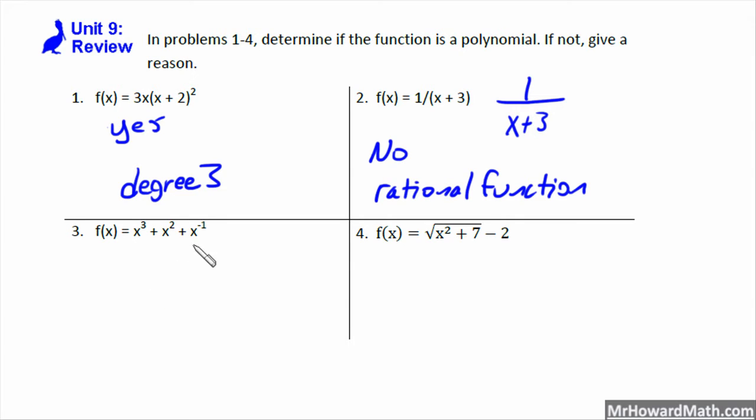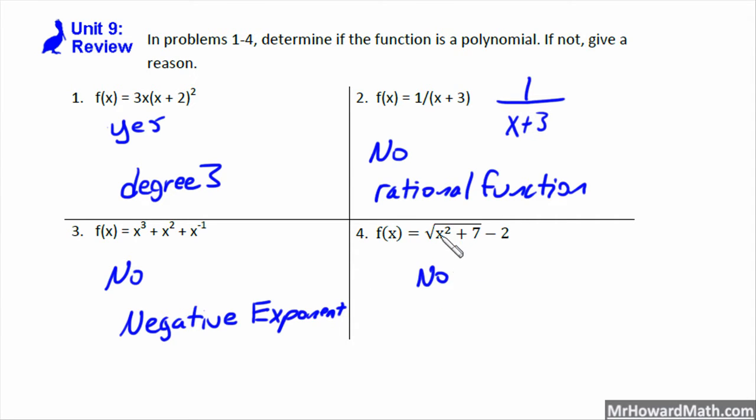Problem 3 has a negative exponent, so it's not. So no, not a polynomial, and it's because it has a negative exponent. That would be the reason there. Can't have any negative exponents with polynomials. And problem 4 is also a no, because we have a fractional exponent.